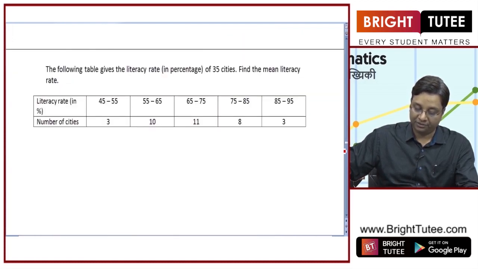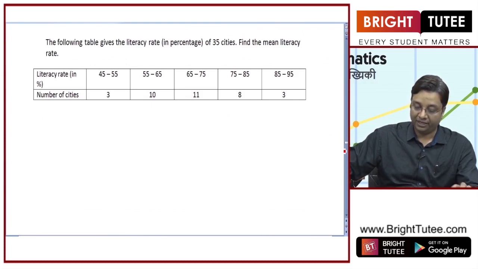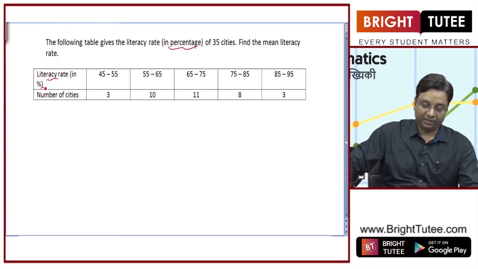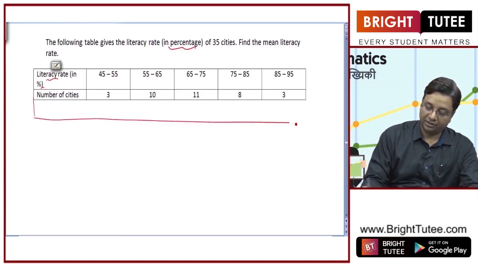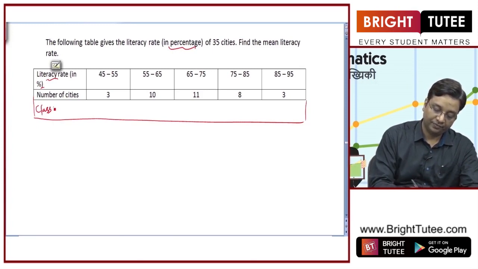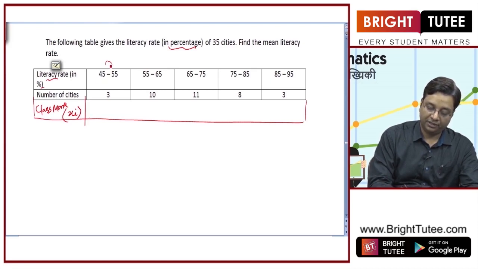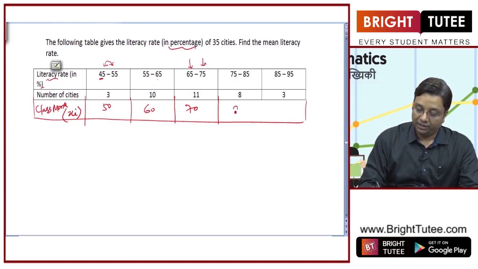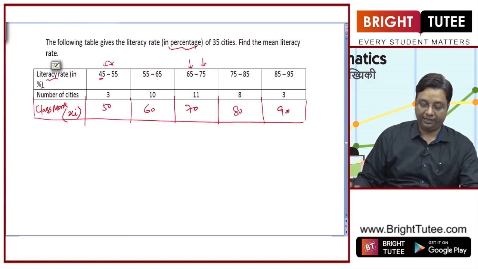Now this following table gives the literacy rate of 35 cities, and it is in percentage. Literacy rate in percentage. Find the mean literacy rate. First step, to find class mark or xi. So what is the difference? 10. So 5, if you add in this, you will get 50. Again 10 difference, so 60, 70. Or what you can do is you can add lower limit and upper limit, then divide by 2. Right? This will give you 80, this will give you 90.